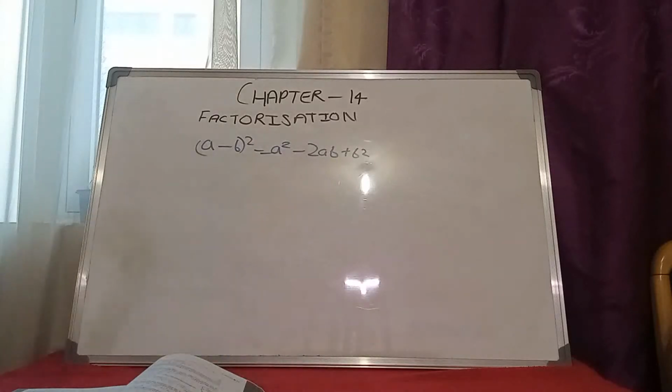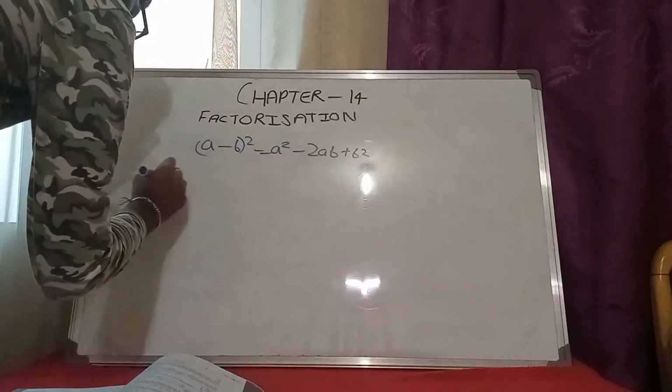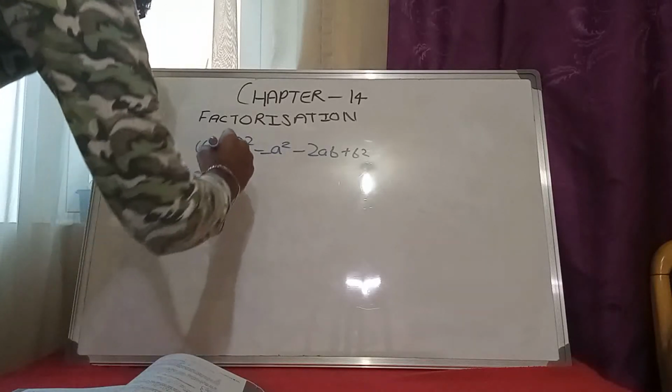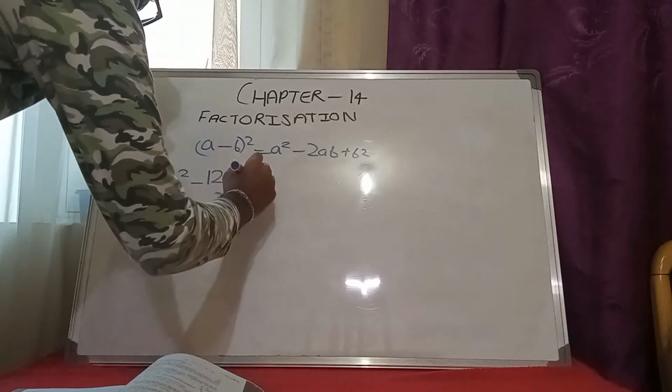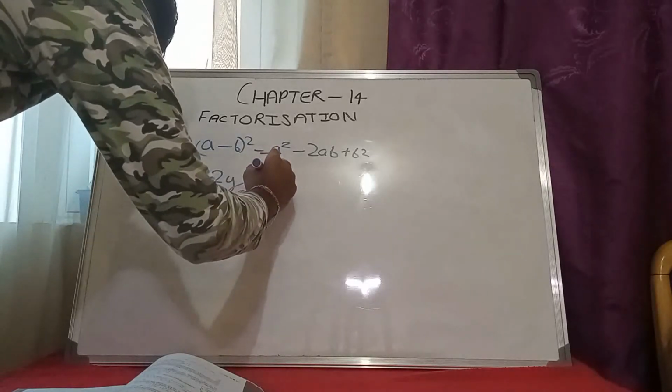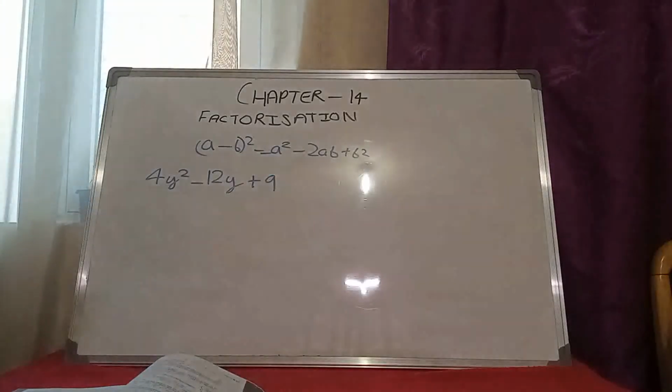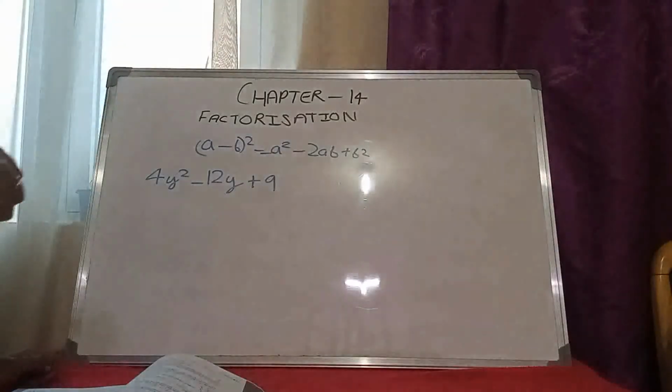Now we'll be seeing the identity number 2, that is (a minus b) the whole square equals a square minus 2ab plus b square. When we use this formula, we have to use it the same way as we learned for the last identity. We'll take a different example: 4y square minus 12y plus 9. This is the one given in the textbook, so we'll use the same way.